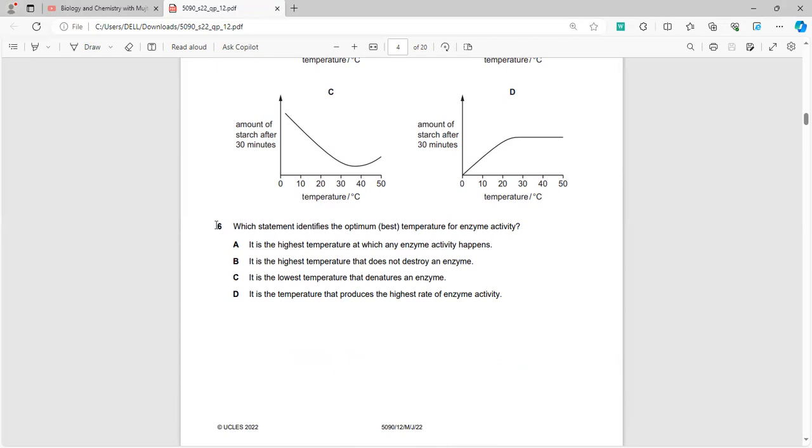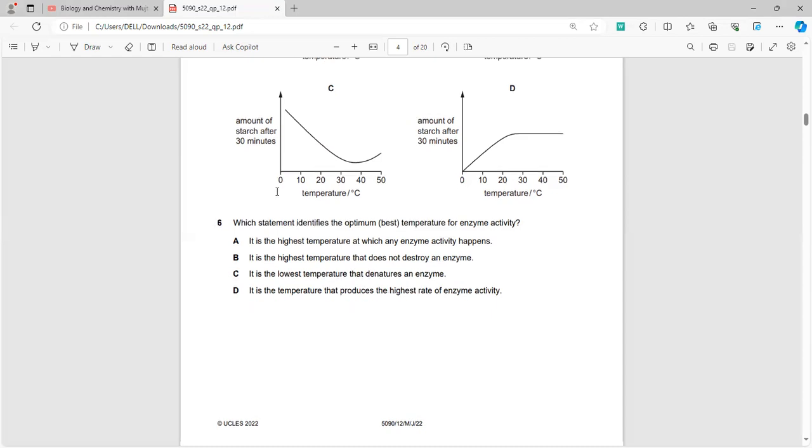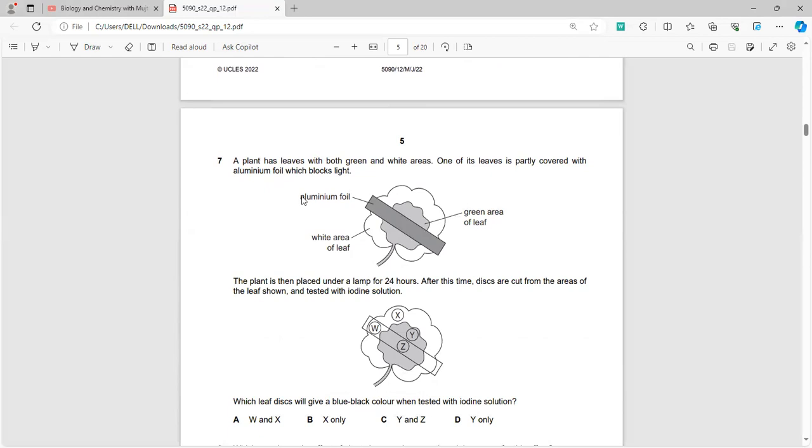Some enzymes have an optimum temperature of 40 degrees, whereas others might have a variable optimum temperature of 35 degrees or 32 degrees, just like the pH, for example, some enzymes which exist in the stomach have an optimum acidic pH of, for example, 2, whereas others which exist in the mouth such as amylase have a completely neutral pH of 7. Now in question number 7, you can see a variegated leaf which has been shown.